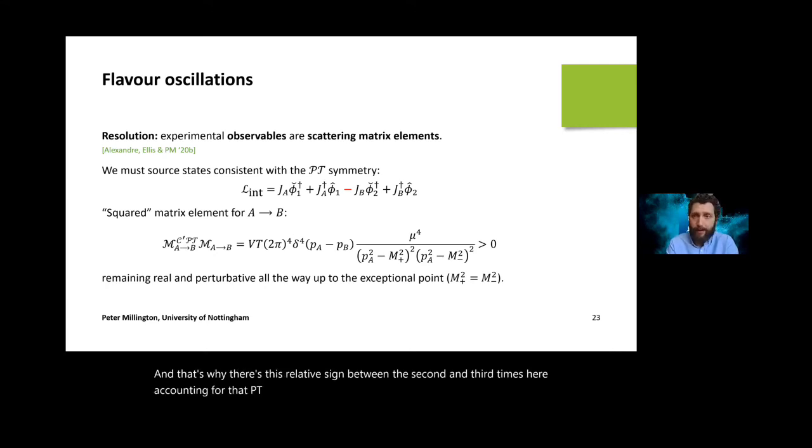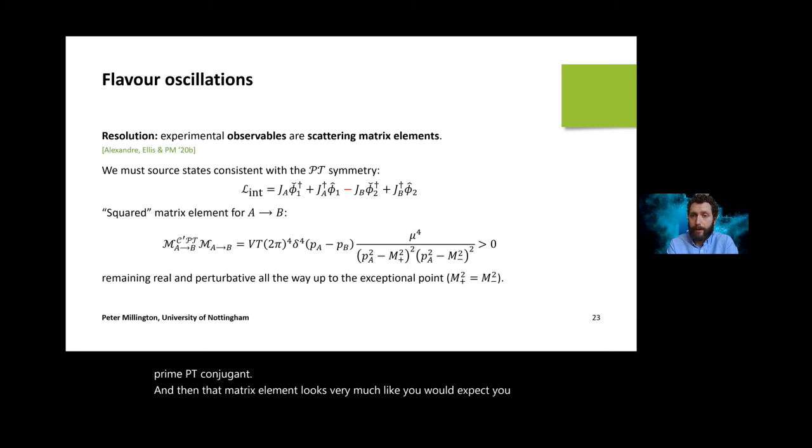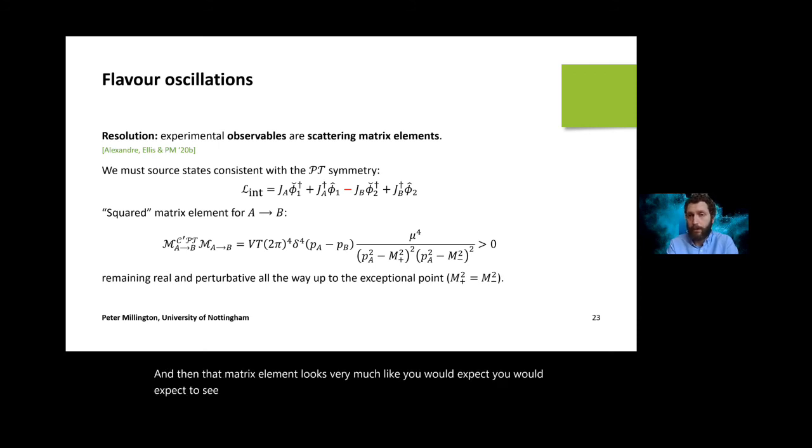Now if we calculate the squared matrix element, and by squared, I really mean the matrix element and its CPT conjugate, then that matrix element looks very much like you would expect to see for the corresponding Hermitian theory. So the numerator goes like mu to the 4. So here is, as I promised, the physical observable depends only on the fourth power of mu, and is therefore independent of the sign of the mu squared term.